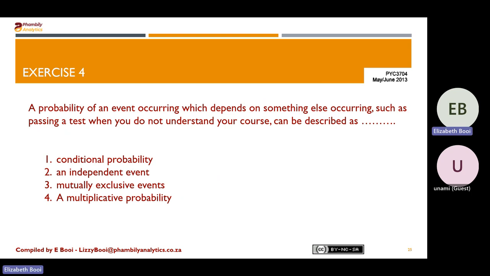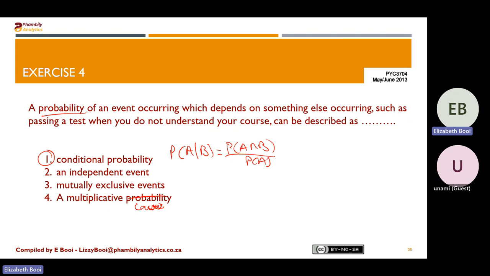Okay. Let's look at exercise 4. A probability of an event occurring which depends on something else occurring, such as passing a test when you do not understand your course, can be described as what? The probability of an event happening given that another event has happened. Is it 1 conditional probability, 2 independent events, 3 mutually exclusive events, 4 multiplicative? Independent event describes the event. Here we're talking about the probability. Mutually exclusive event describes the event. It's not a probability. Multiplicative probability, we've never spoken about such a thing. We know that this should be multiplicative law, not probability. So the only one that is outstanding is just the conditional probability. And we remember, conditional probability is probability given that another event has happened.